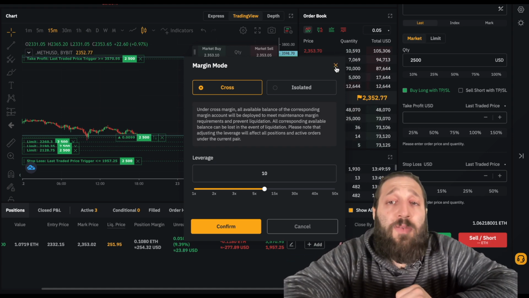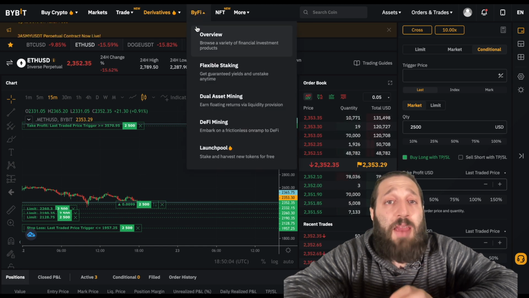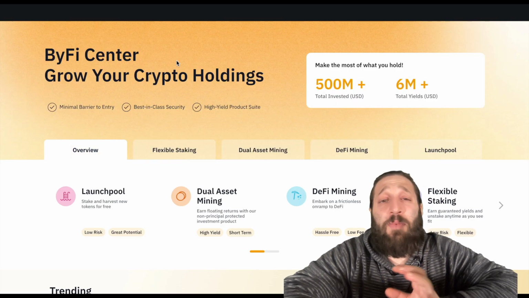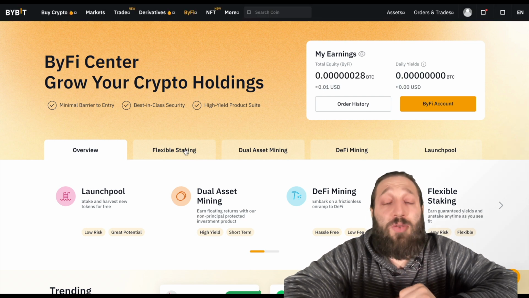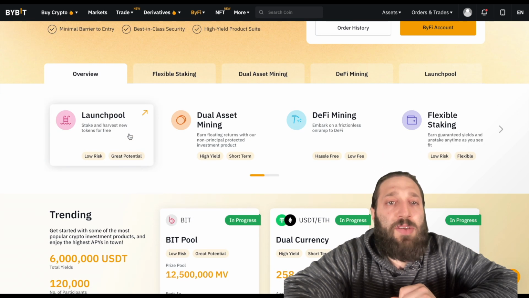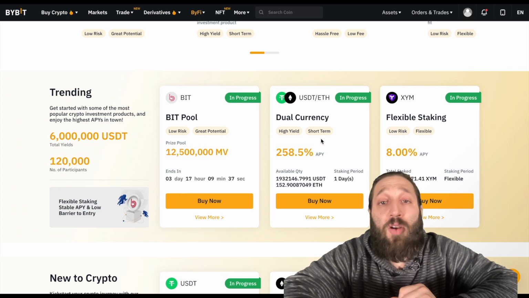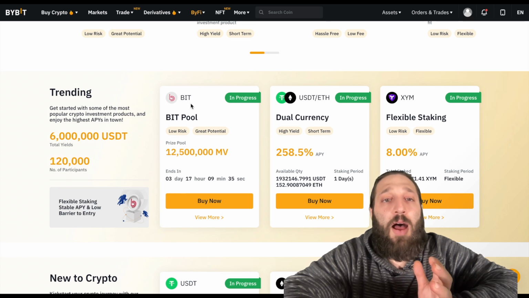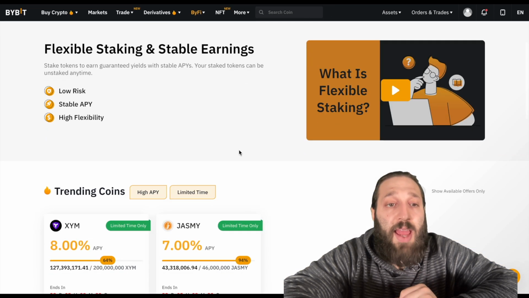So we're going to move on to ByFi, which is Bybit's Launchpad. They have different types of staking and different ways where you can actually use your assets to earn more crypto. So here's the launch pool, and we'll get into that. We'll start with their staking. You can see right here, you can stake and earn different coins by just staking Bit, or you can actually do dual staking. So let's go ahead and see what they have.